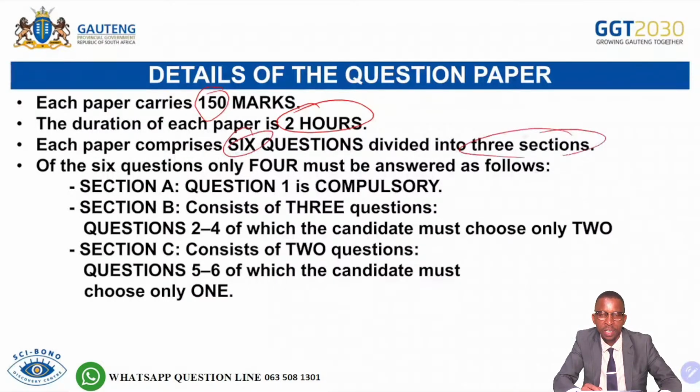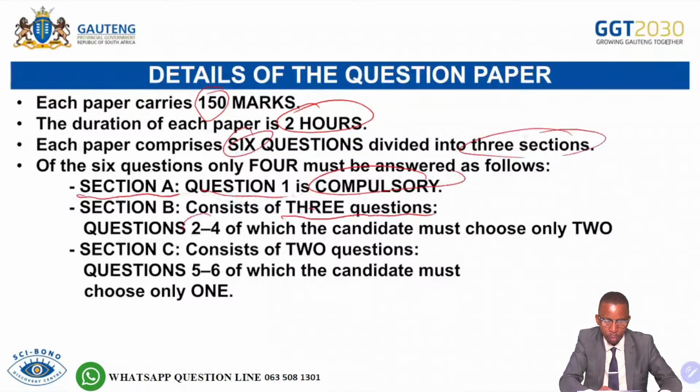Remember, we have section A, section B, section C. Section A is question 1, which is compulsory. So we must all answer question 1, which is our section A, out of 30 marks. Then section B consists of 3 questions: question 2, question 3, and question 4. Remember, question 2, as for paper 2, is our microeconomics. Question 3 is contemporary economic issues. And question 4 is a mixture of both microeconomics and contemporary economic issues.